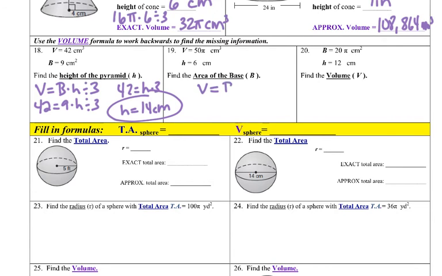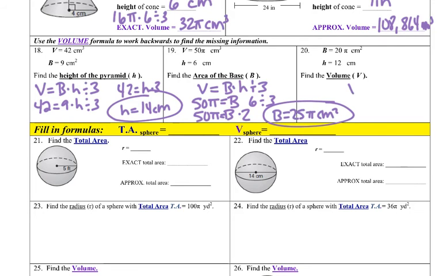Again, volume is area of the base times height divided by 3. So the 50 pi is the area of the base, which we don't know, times 6 divided by 3, but 6 divided by 3 is 2. So if I divide both sides by 2, I'm going to get 25 pi centimeters squared.